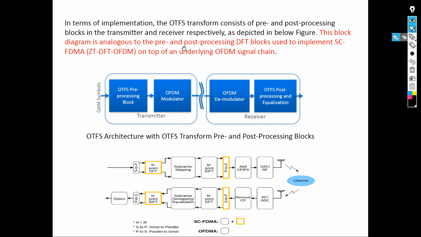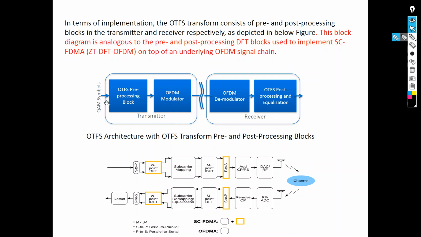This block diagram is analogous to the pre- and post-processing of DFT blocks used to implement single carrier FDMA or zero-tail DFT spread OFDM on top of the underlying OFDM. You remember with OFDM, I asked you one time the difference between OFDM and single carrier FDMA. I told you we used one DFT before the IDFT, and another IDFT at the receiver after the DFT. So basically you have two at the transmitter, two at the receiver. Here is a kind of similar analogy. You have two processing at the transmitter, two processing at the receiver.